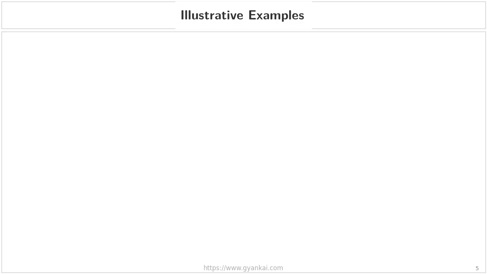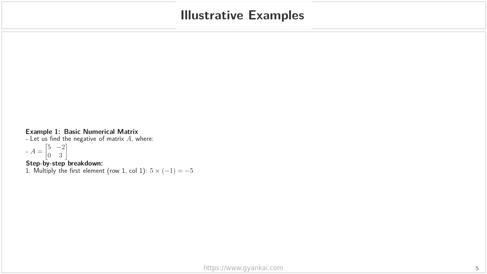Illustrative examples. Now that we have established the theoretical definition and the step-by-step process, let us apply these concepts to some practical examples to ensure a clear understanding. Let us begin with example 1, which is a basic numerical matrix. We are tasked with finding the negative of matrix A. Matrix A is a 2x2 matrix containing the elements 5, -2, 0, and 3. To find the negative of this matrix, we will follow the process of multiplying every individual element by -1.